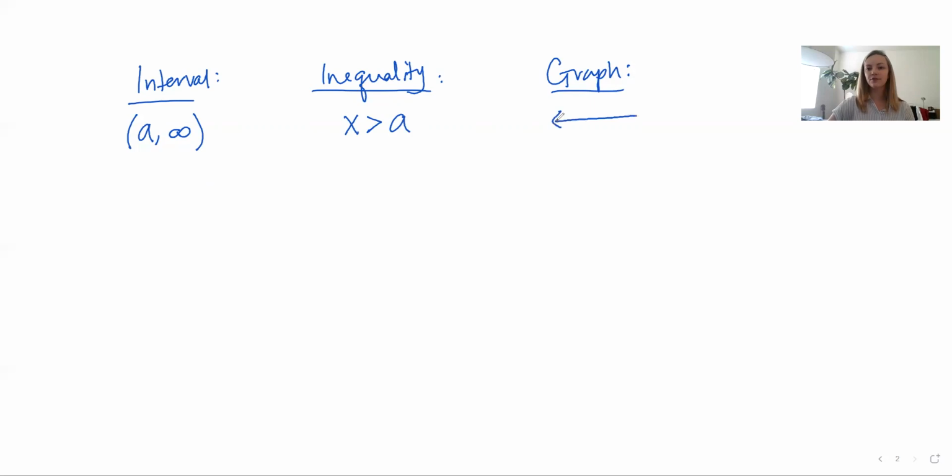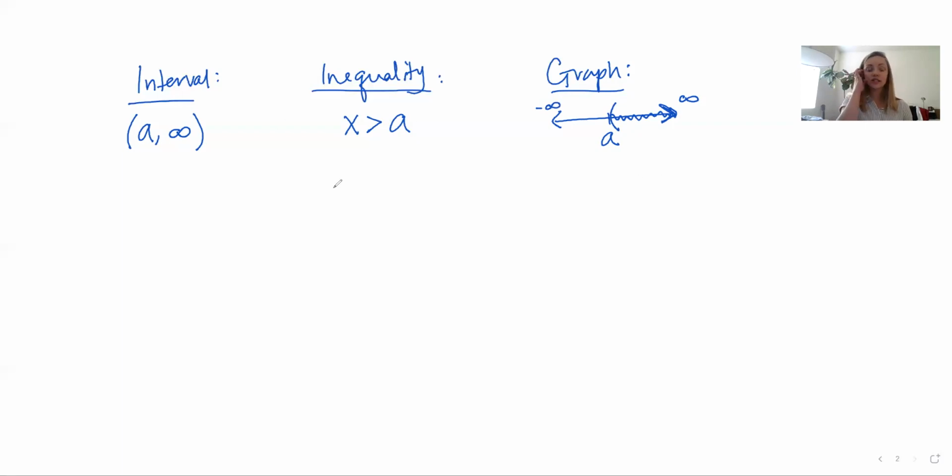And then our graph, we're just going to put a in the middle. And x is greater than a, so any number bigger than a with a parenthesis there is a solution. So we're going to shade everything to the right of a. And keep in mind that the right side of the number line is positive infinity. The left side is negative infinity. So everything down into the negatives.